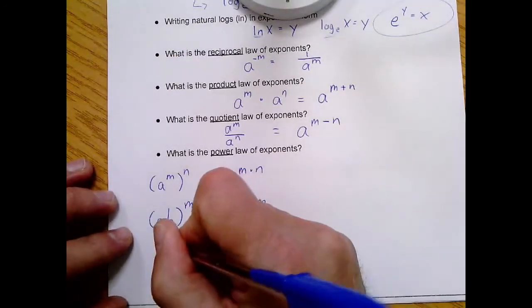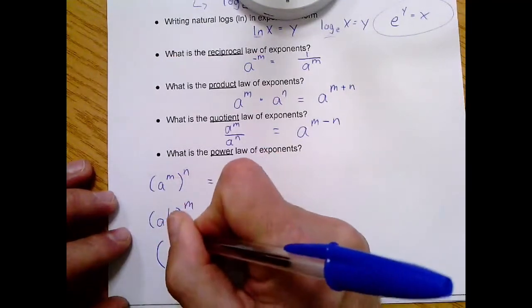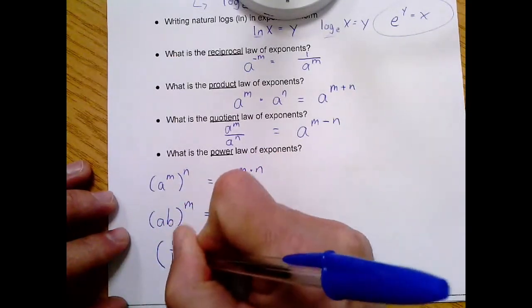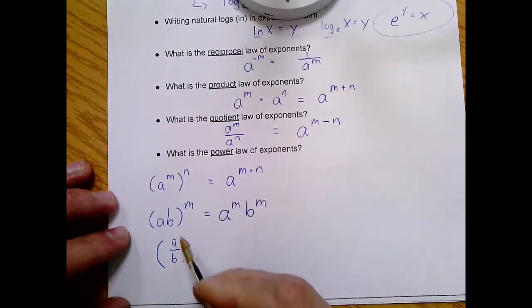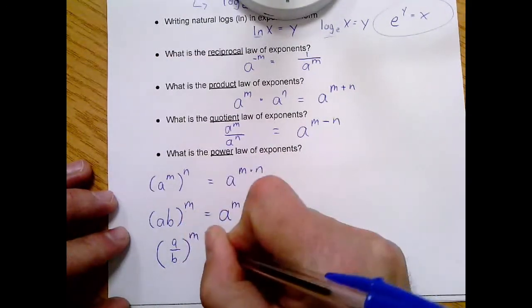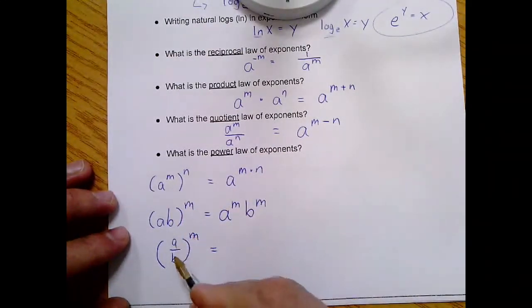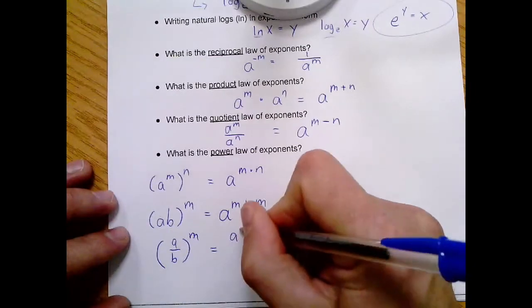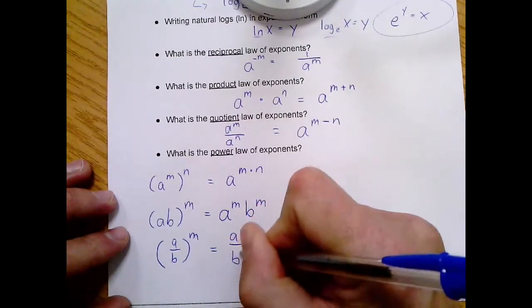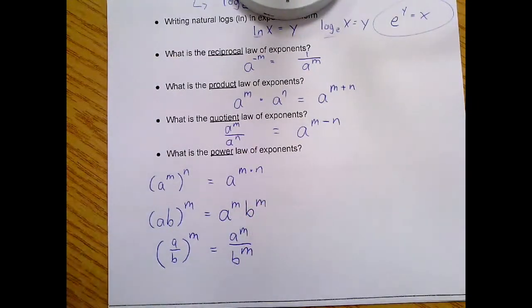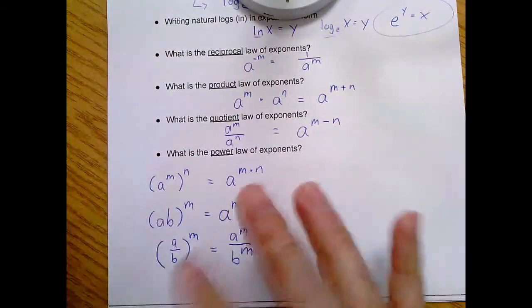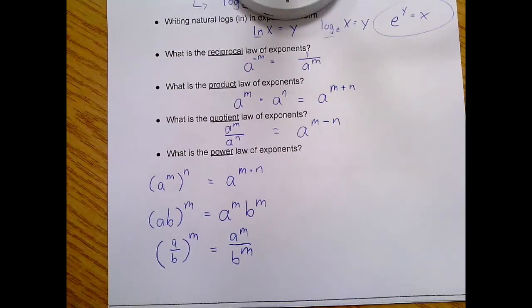And the last one, which we haven't seen as much, but you guys are pretty good with this. If you have a divided by b raised to the m power, understanding that m goes to the numerator and the denominator, and it will look something like that. There you go. Those are the different ways the power law kind of expresses itself when it comes to exponents. Okay, so there you go.